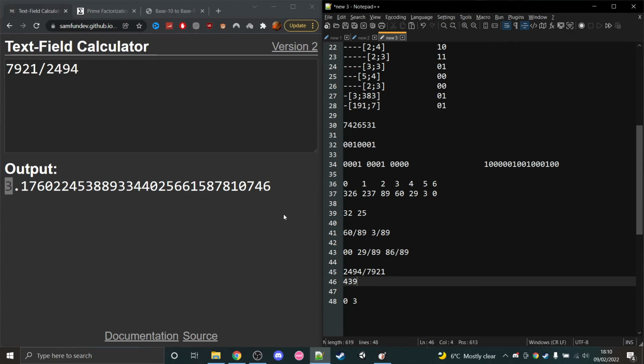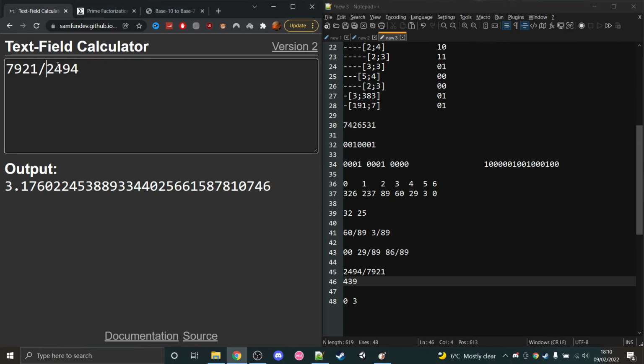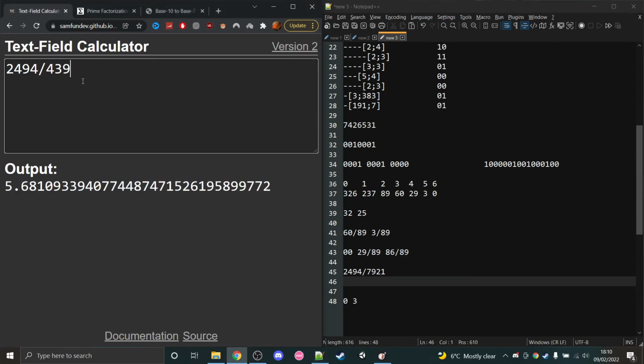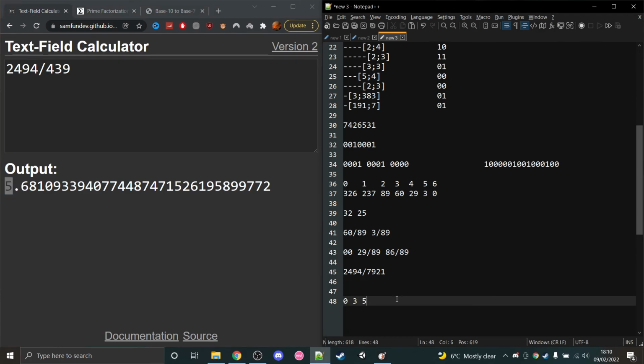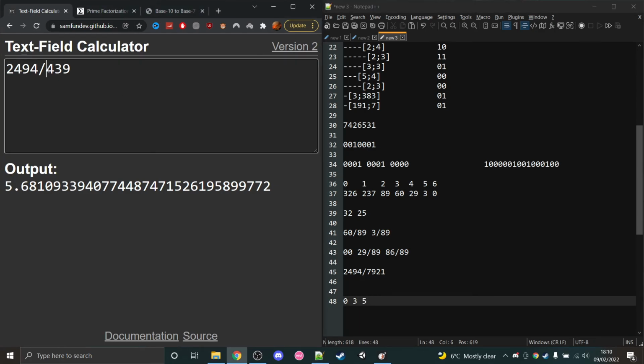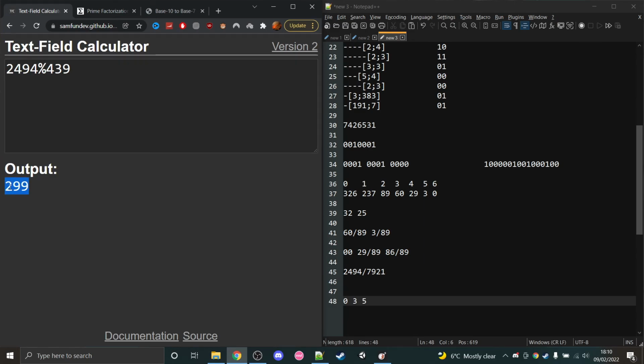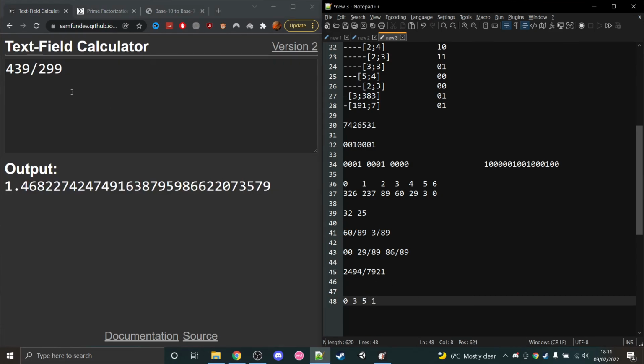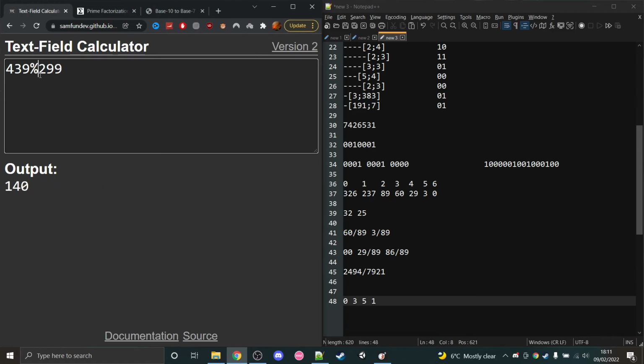Now what we need to do is take 2494, our previous number, and divide it by the new number, 439. And that gives us 5. Let's throw that into the string. Take 2494 modulo 439, and that gives us 299, which we're going to use for the next fraction. 439 divided by 299 is 1. 439 modulo 299 is 140. Repeat the process.